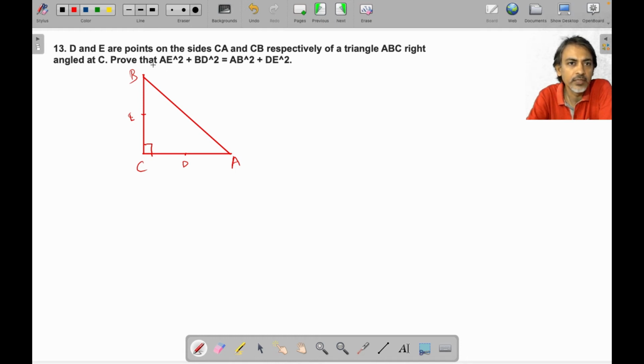Now this is what we need to prove. AE square. We do not have AE as a side, right? So let's join AE. BD square, we do not have BD also, let's join BD. Then equals to AB square, AB is already there, and DE is also not there, so let's join DE as well.